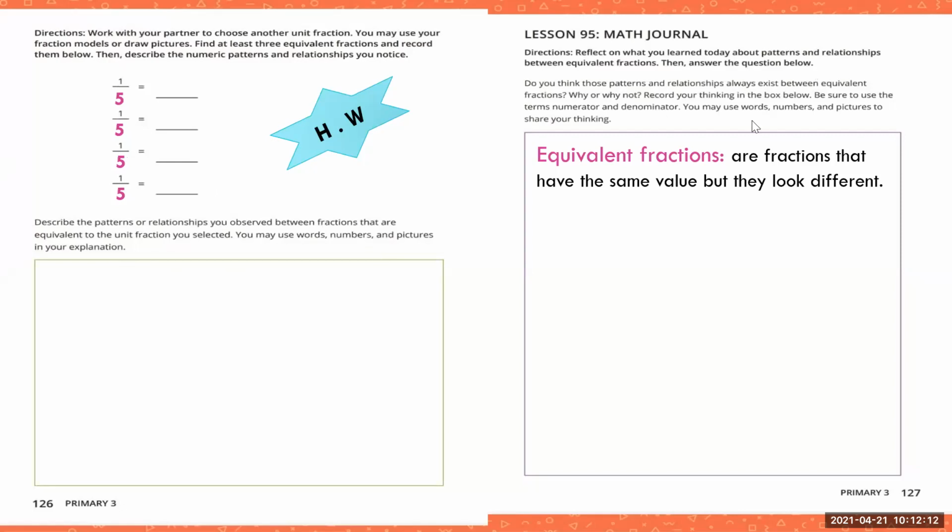Okay, here he is asking you: do you have the same relation between all numerators and denominators or not? When you solve this, you can answer the question.